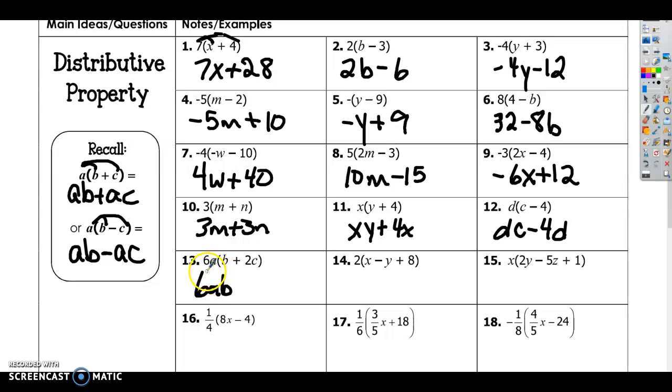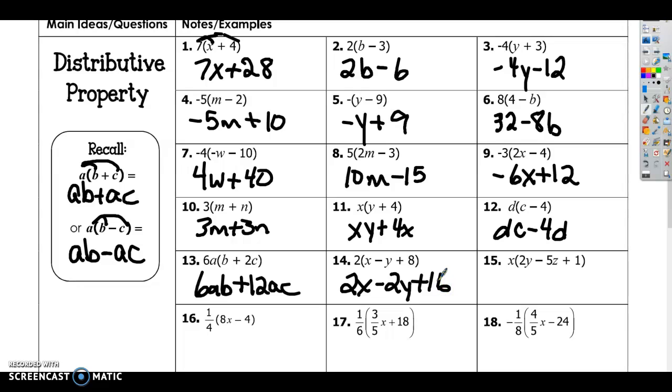You still multiply what's on the outside times the first term, and then what's on the outside times the second term. So 6a times b is 6ab plus 6a times 2c. So multiply the numbers together. 6 and 2 is 12. And then bring both a and c along. Number 14 is still distributive property, but there's 3 terms now instead of 2. So you multiply the 2 by each term on the inside of the parentheses. So first it's 2 times x, then it's 2 times negative y, which is negative 2y, and then 2 times 8.